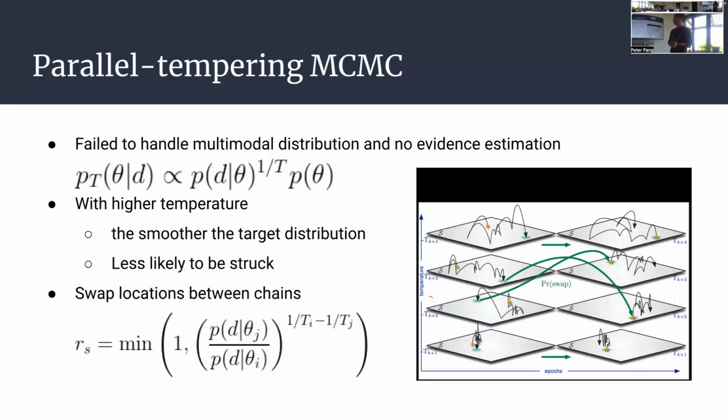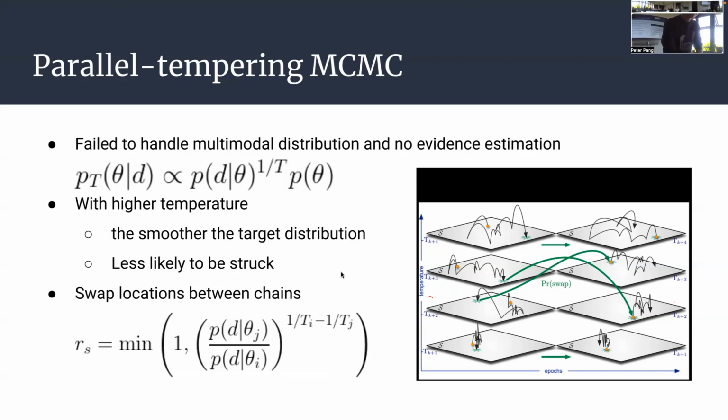With T of 1, you just get back your posterior distribution, nothing interesting. But let's say you have a T of 100. Now your likelihood has less power, and it's mostly something like the prior, which is smoother compared to the posterior distribution. So with higher temperature, you're sampling from a smoother target distribution. It's less likely to get stuck, because you can just walk around a lot more easily.